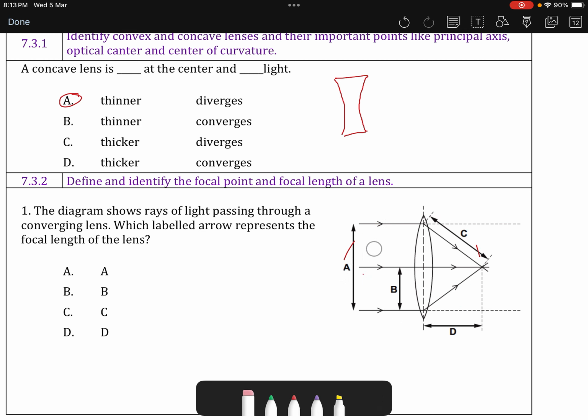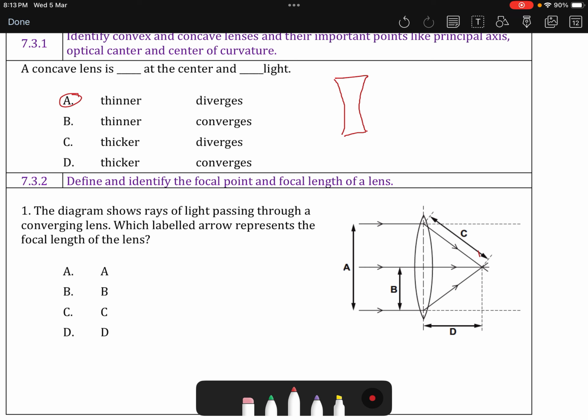Now let's look at this question. The diagram shows rays of light passing through a converging lens. Converging lens, of course, we mean convex. Convex lens, it's the same. Converging is convex. Which labeled arrow represents the focal length?